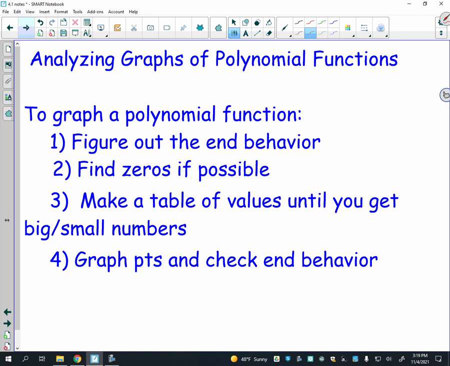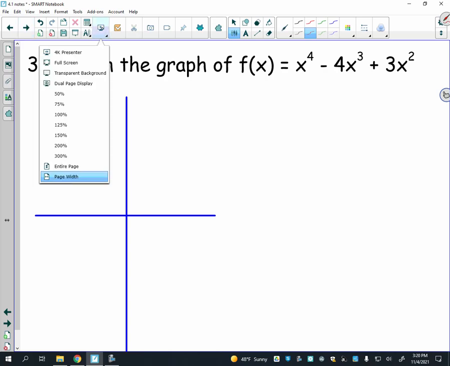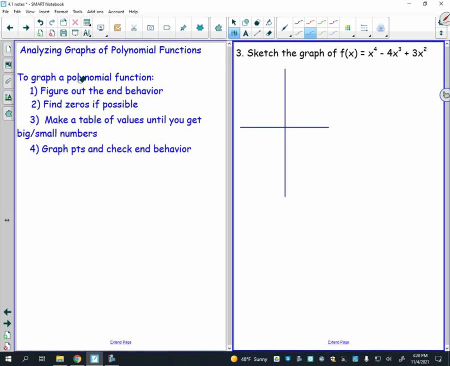And then it says analyzing graphs of polynomial functions. So graph a polynomial function, figure out the end behavior, find the zeros if possible, make a table of values, and then graph points and check the end behavior. And so I have one example here to kind of show you that we can do here. So right away, look at this graph. This is even. It's a positive leading coefficient. The number in front of the biggest exponent is positive. So I know even, both arrows are going to point up.